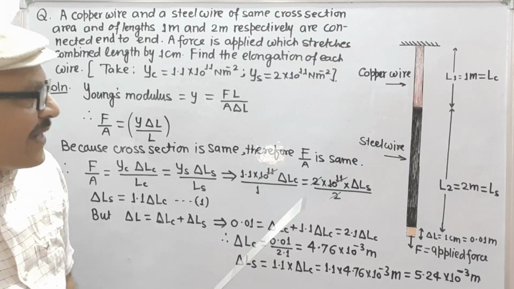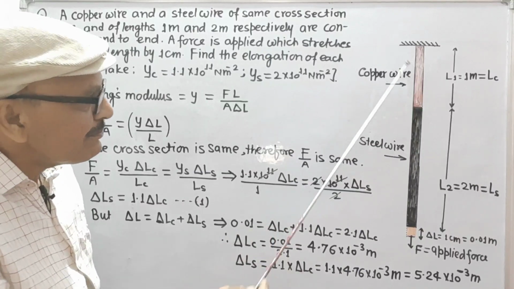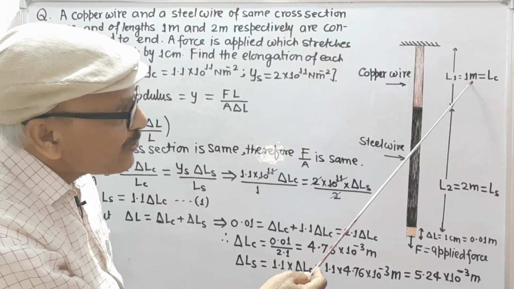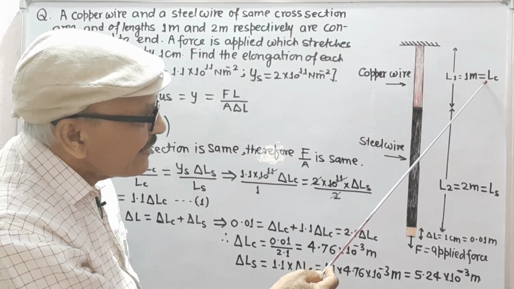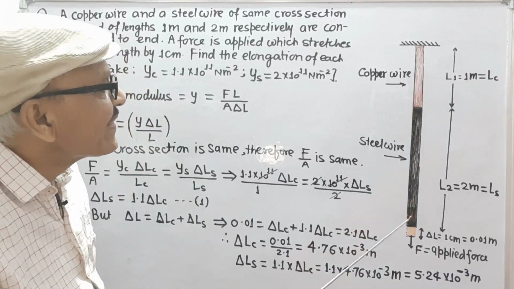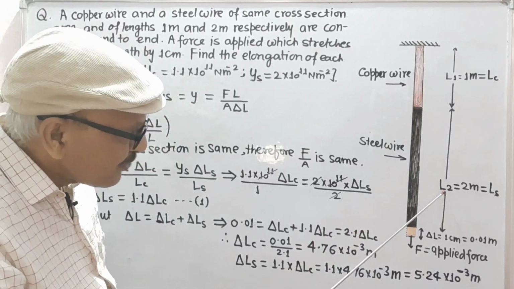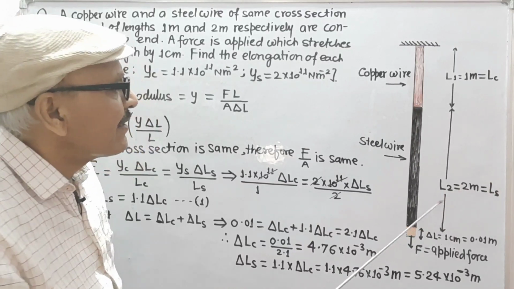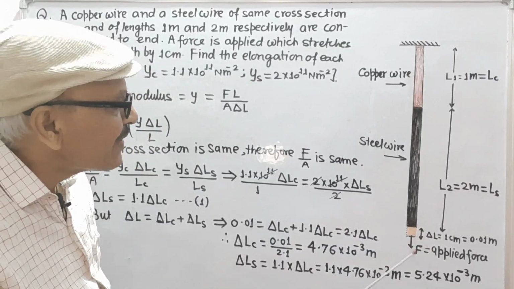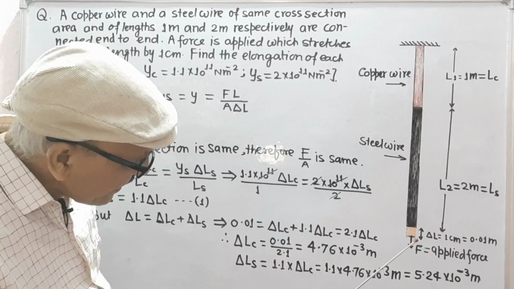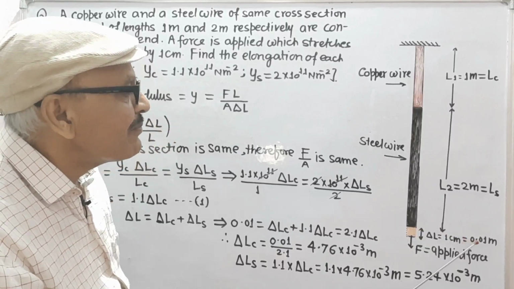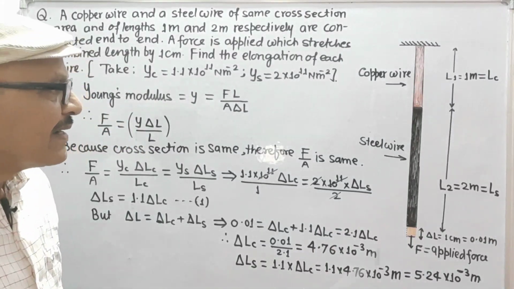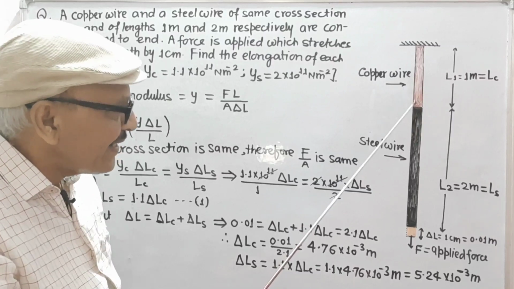Now, let us understand the question with this diagram. Suppose this is the copper wire of length L1 equal to 1 meter, which may be denoted by L copper. This is the steel wire of length L2 equal to 2 meter, which is denoted by L steel. Due to the application of this force F, the total elongation delta L is equal to 1 cm, which is 0.01 meter. We have to find the elongations of the copper wire and the steel wire.